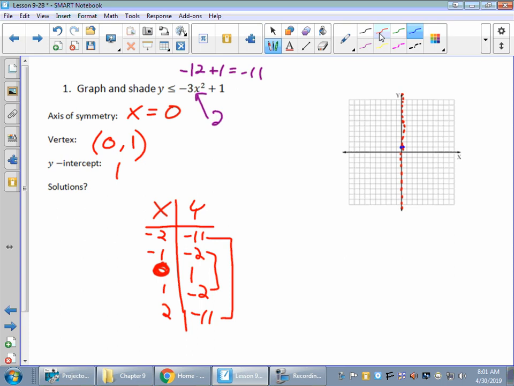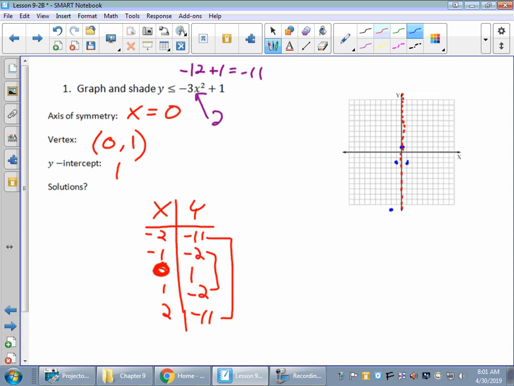So I'm at -2, -11, down 2, 3, 4, 5, 6, 7, 8, 9, 10, 11. That puts me here. -1, -2. -1 on x, down 2. Now I can use my mirror image point. I should be +1, down 2.